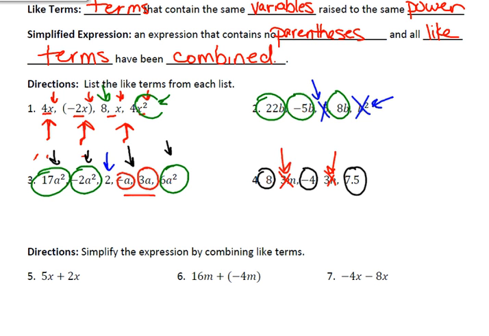So remember, in order to be a like term, they have to have the same letter, raised to the same power. Okay? So that last letter on the back here has to be exactly the same. At this point, you're going to stop, and you're going to complete section 2.6, 2.7, checkpoint 2.